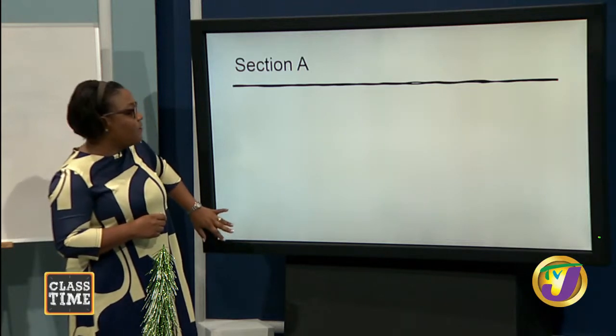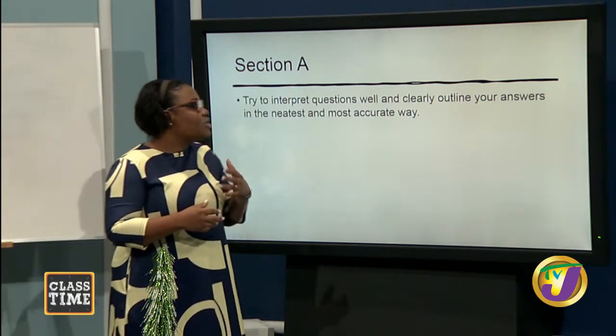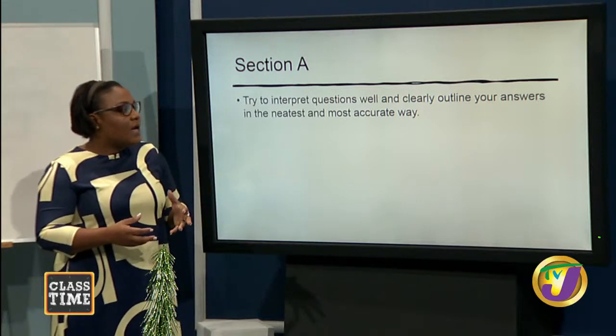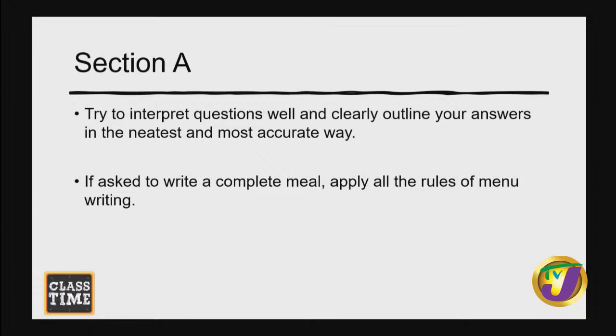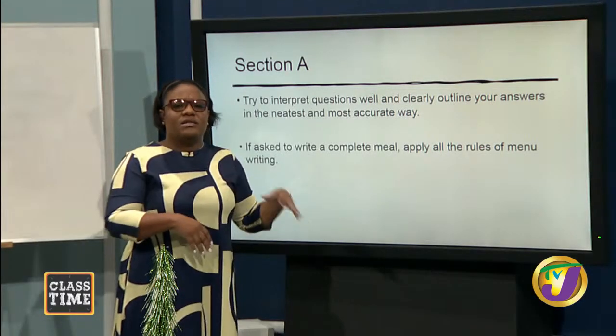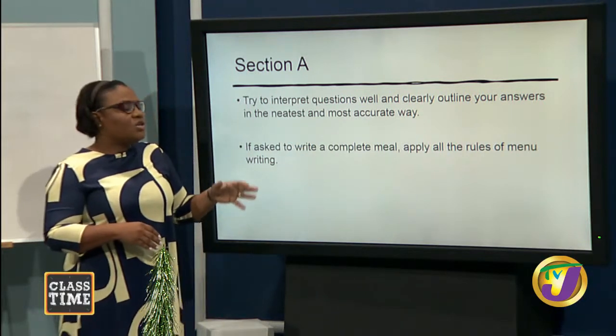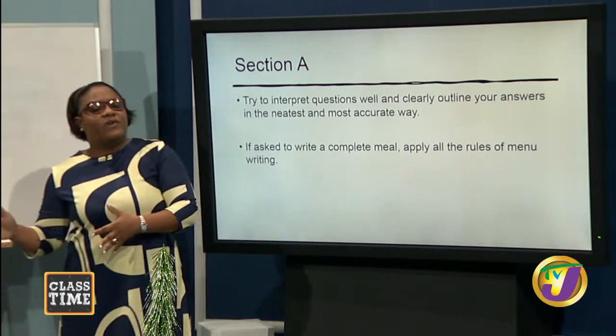Now, section A, you try to interpret the question well and clearly outline your answers in the neatest and most accurate way. I mentioned that earlier. And in the most accurate way, meaning that you give the accurate registration number, accurate center number. The center number is unique to that center. So you cannot say you're at this center, which I will elaborate later on in the presentation. You can't say you're at this center and put a completely different center number.